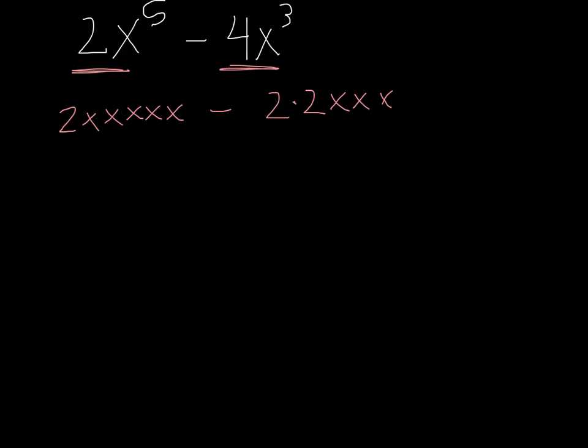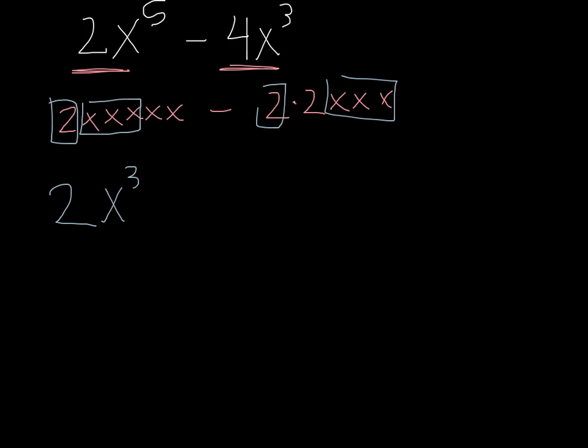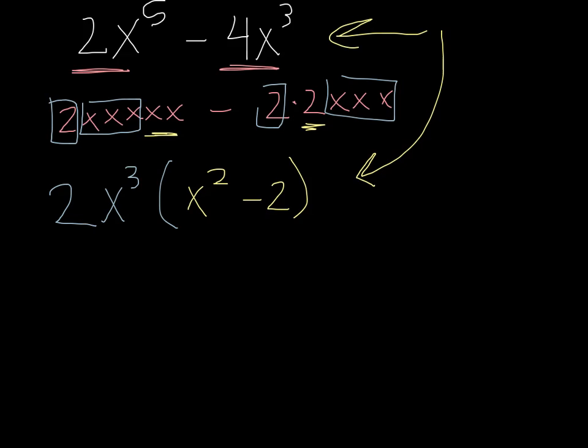Now it's easier for me to see what they have in common: 1, 2, and they also have 3 x's. So I can take a 2x cubed out of my problem. And then inside, the first term is still left with 2 x's, so it would be x squared, minus the second term, which is left with just a 2. Now again, if you can look at this problem and factor straight here, that's fine. If it's hard for you, you should write out this middle step.